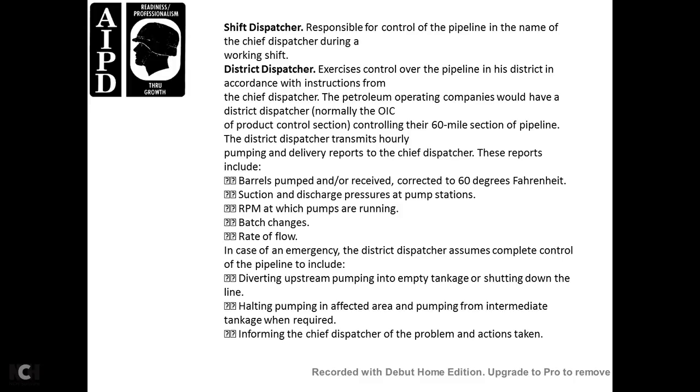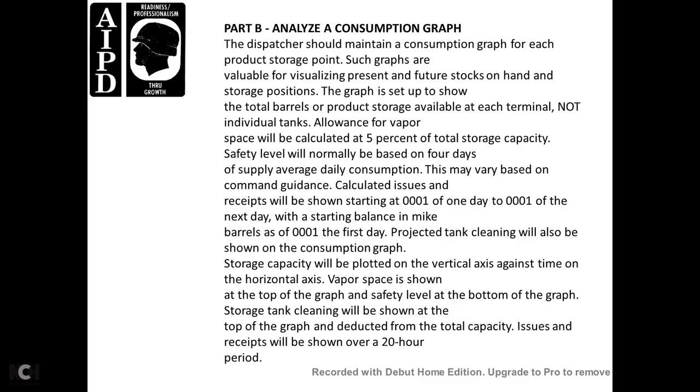The reports include barrels pumped and received, corrected to 60 degrees Fahrenheit, suction and discharge pressure at a pump station, RPMs at which the pumps are running, batch changes, and rate of flow. In case of emergency, the dispatcher assumes complete control of the pipeline, including diverting upstream pumping to an empty tank, shutting down the line, halting a pump infected with air, and pumping from intermediate tankage when required. He informs the chief dispatcher of the problem and actions taken.